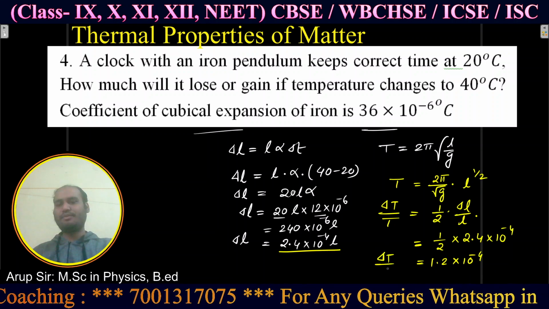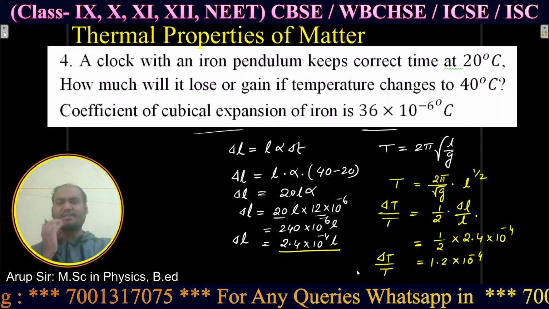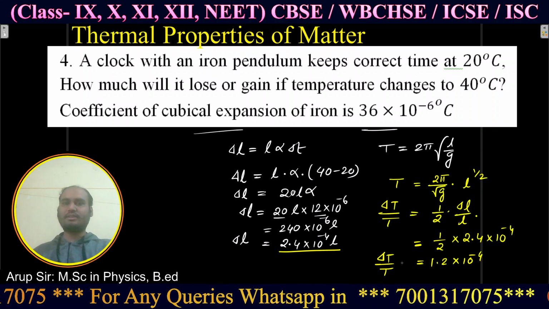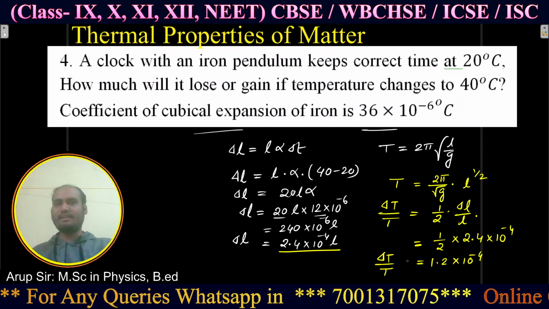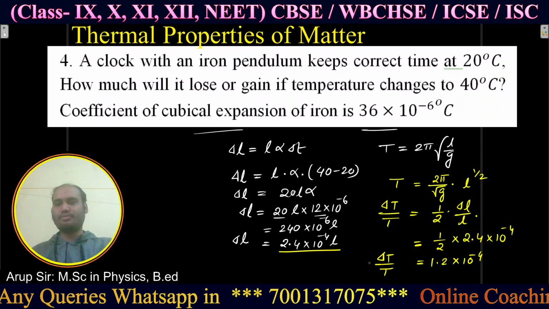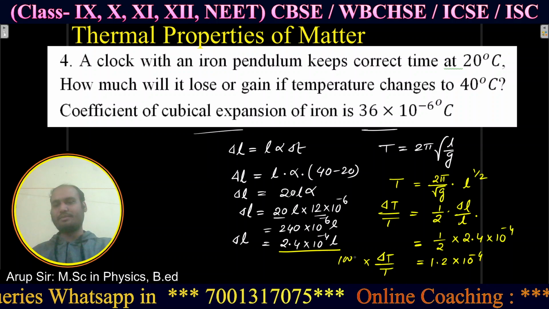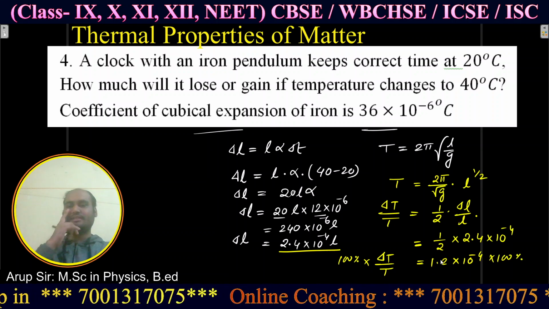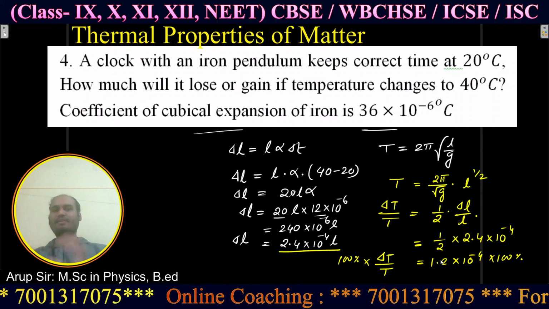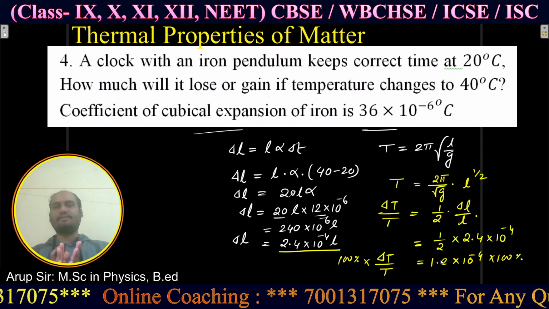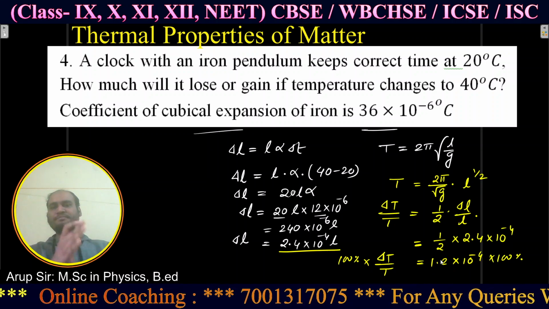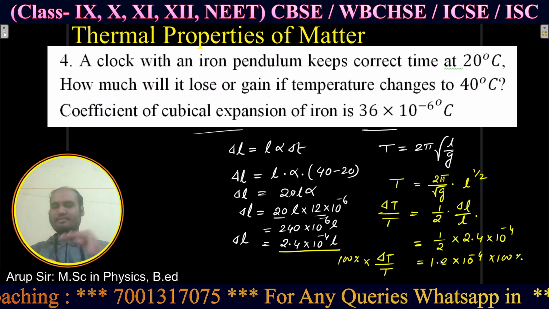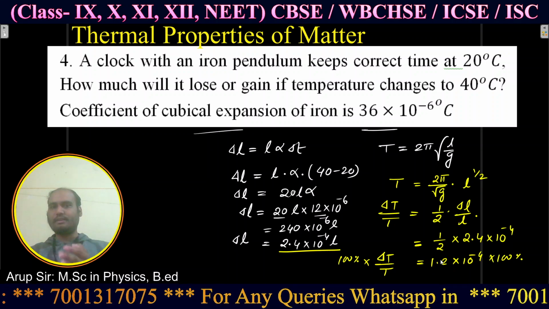Now we have to find the variation. This is the variation, and if you want the loss or gain in time in percentage, then just multiply by 100% on both sides. So you'll get the percentage change. Okay, this will be the answer, and obviously the time period will increase. So this is the correct answer in percentage units.